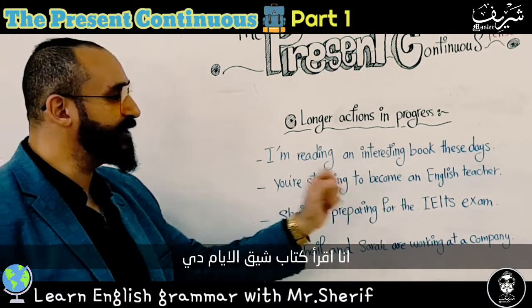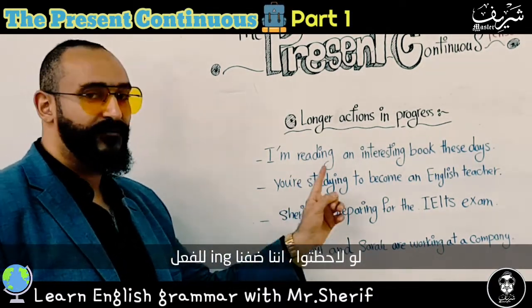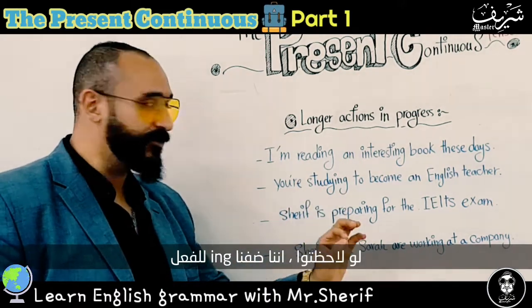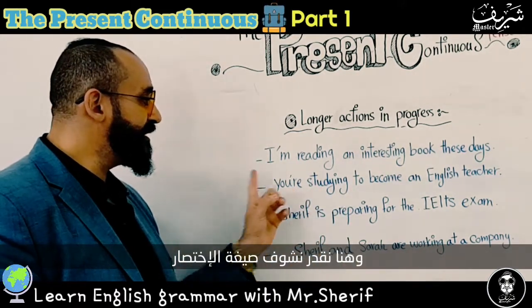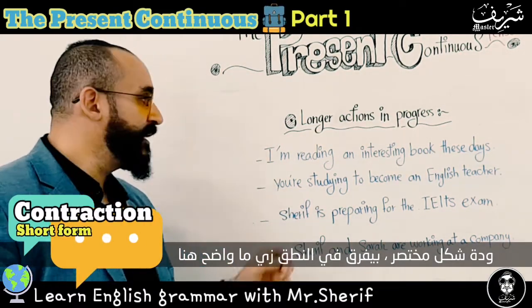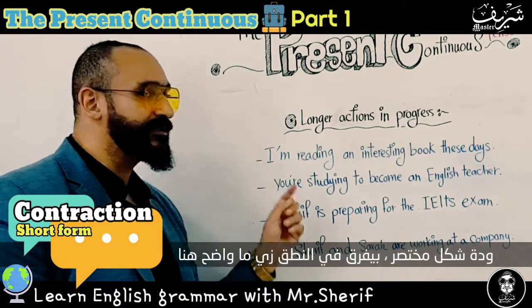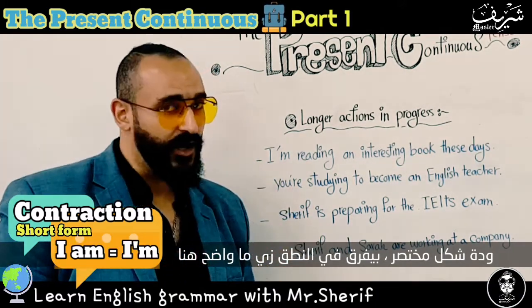I am reading an interesting book these days. If you noticed that we have added ing to the verb, also you can see here the contraction form. The contraction is like a short form. It differs in the pronunciation. That means in this case I say I'm, not I am.